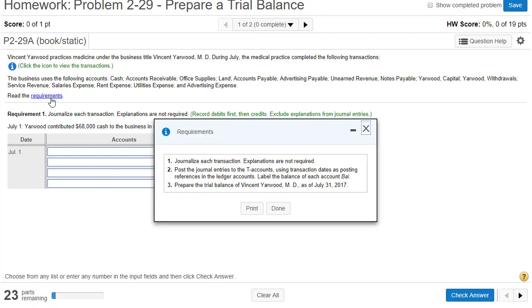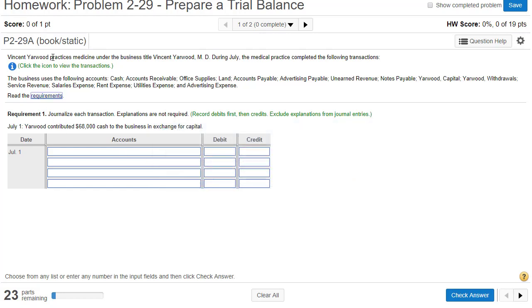2-29. What we're going to do in this problem is journalize some transactions. Then when we're done journalizing them, we're going to post the data from the journal to the ledger, and the ledger will be in the form of T accounts. That way we can see what the balances of the accounts are, because remember, the journal does not have any balances. And then we will create a trial balance at the end of the period.